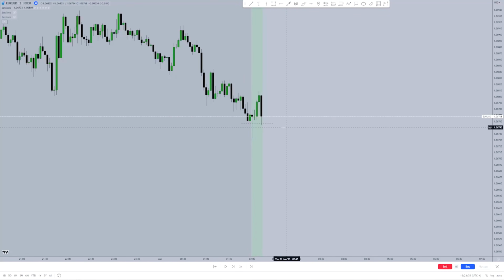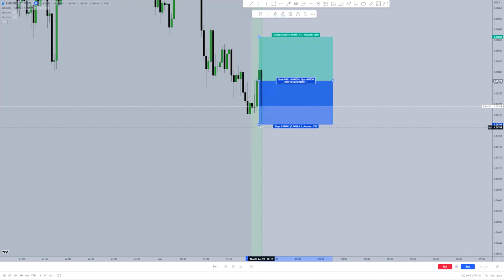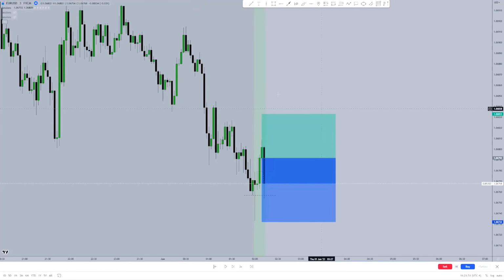Let's see, we do have it. Actually, the change of character happened exactly right here. The fair value gap was here. And I haven't tested this specific example. You see that I had done one on the left. This one has not been tested.